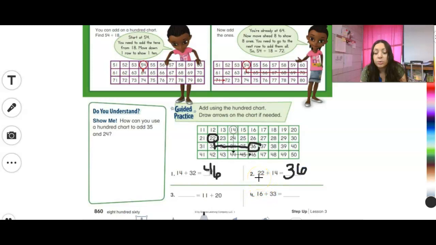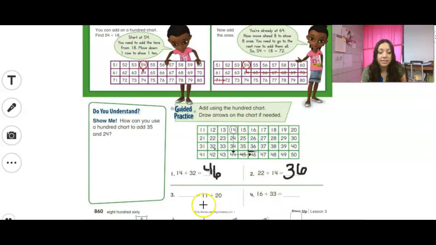Now remember, I can check my work really quick by looking. I've got 2 in the tens column and 1. 2 plus 1 is 3. Then I've got a 2 in the ones column and a 4. 2 plus 4 is 6. So 36. Very good. All right, let's look at the next one.